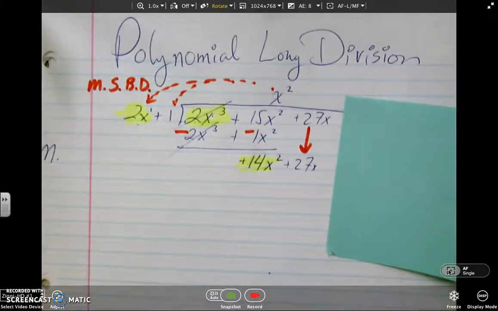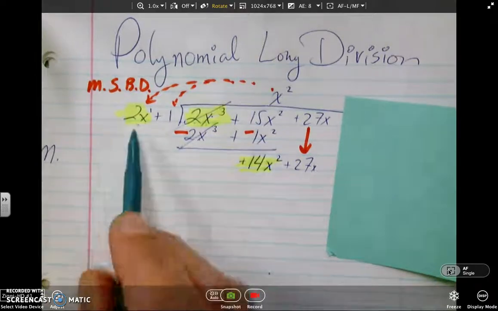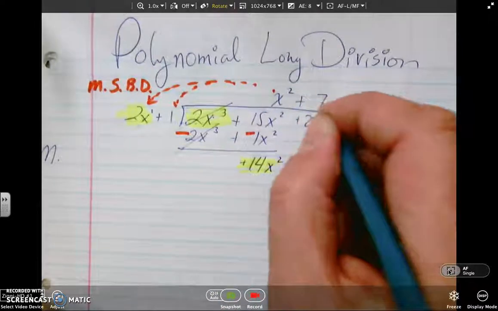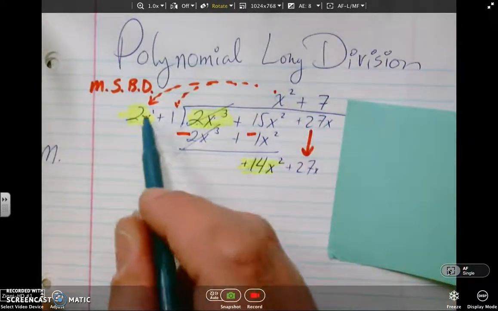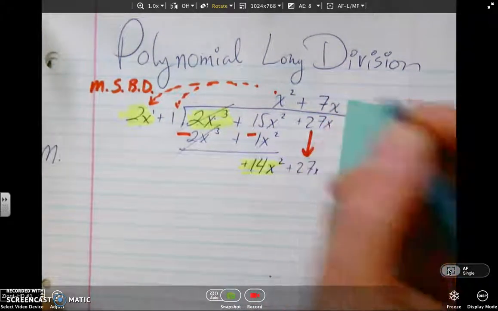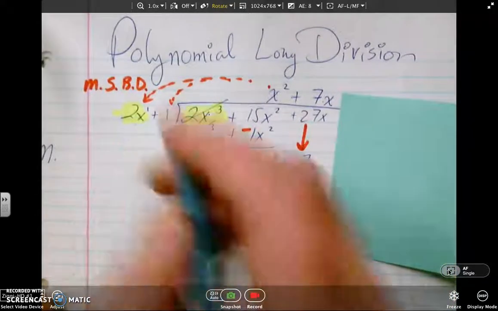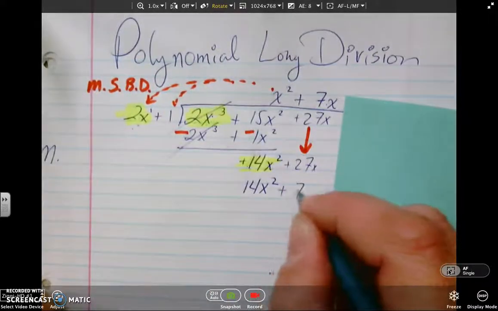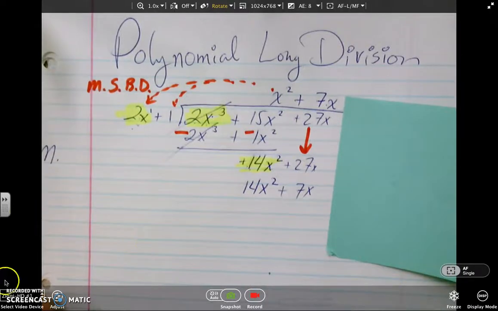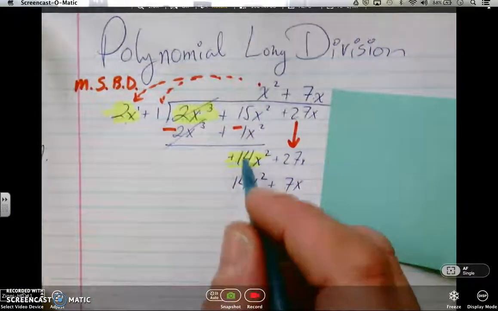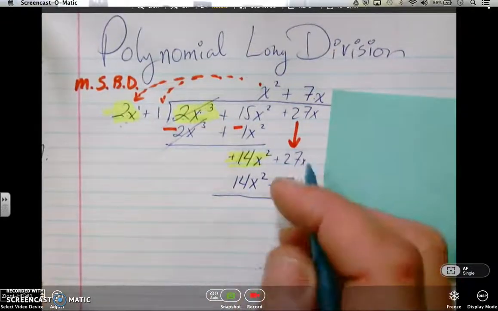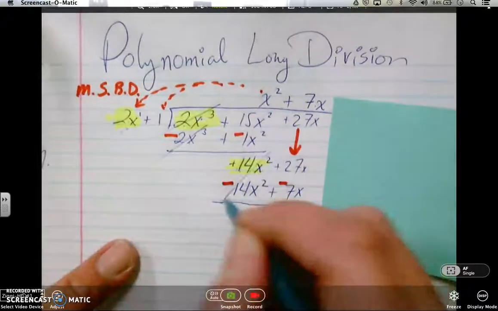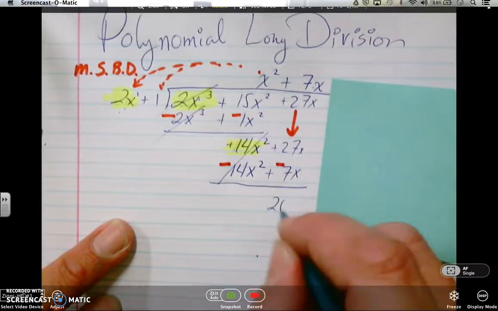Okay, so just like before, we're focused on the 2 matching the 14. So I got to think, what would I multiply times 2 to get 14? Well, that would have to be 7. But this is just x and this is x squared, so I have to put an x as well. That way 7x times 2x gives us 14x squared. 7x times 1 is 7x. Okay, so the 14s match up. They always should. Don't worry about the second number. It will work itself out. When we subtract, the 14s will cancel, and 27 minus 7 is 20x.